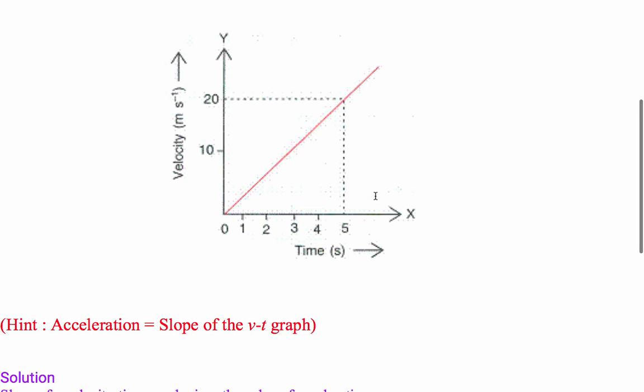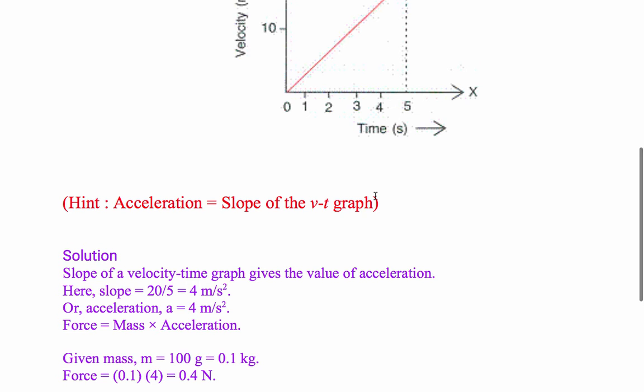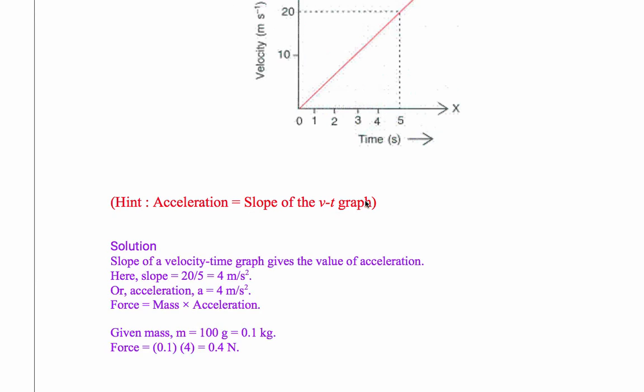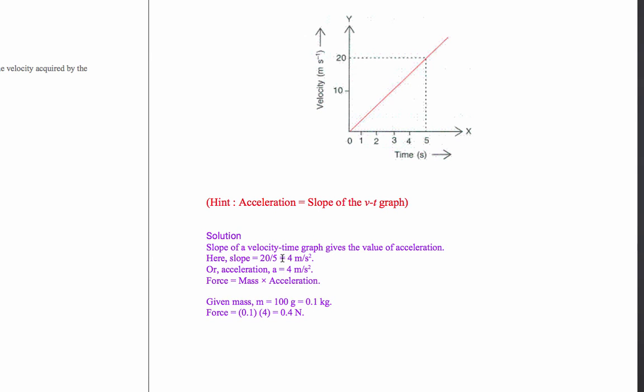Fine, students. Now, let's find out the acceleration first. To find out the acceleration, we know what is the formula? Velocity upon time. Velocity is given 20 meter per second and time is 5. So 20 upon 5, I get the acceleration as 4 meter per second square. Mass was given in the question as 100 gram.